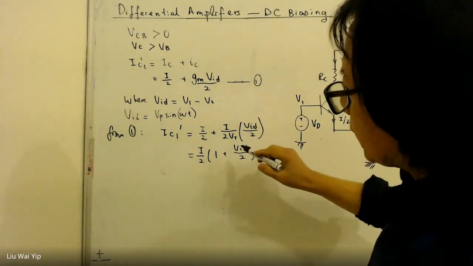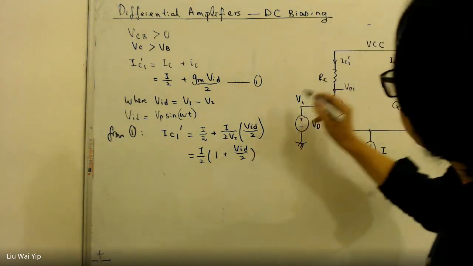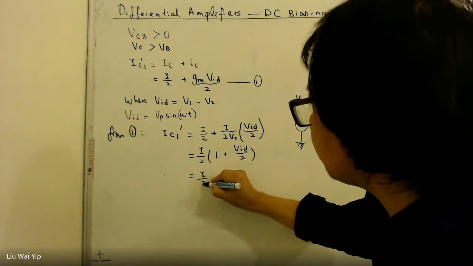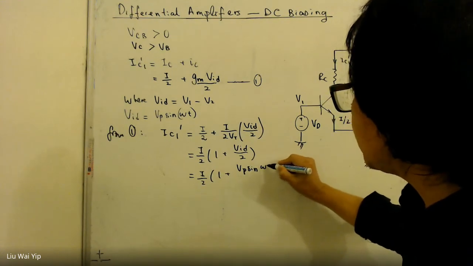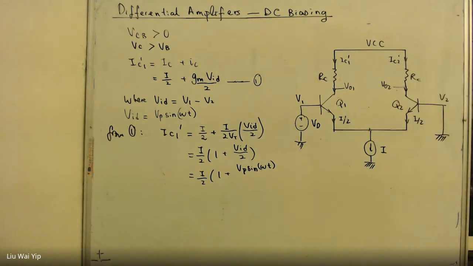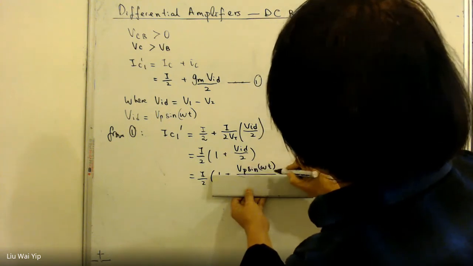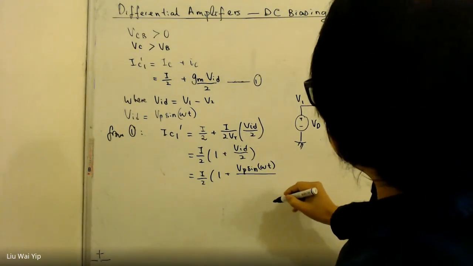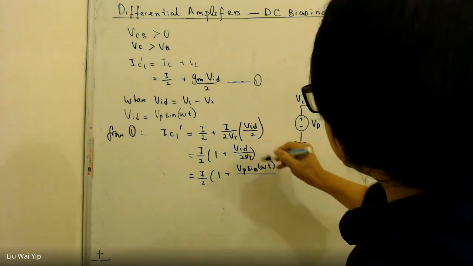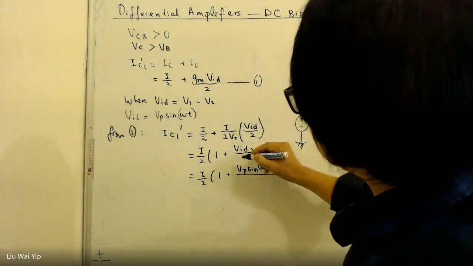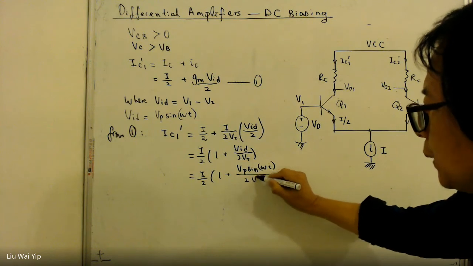According to here, we can just substitute the equation here. So the total IC is going to be I divided by 2 times 1 plus VP sine omega t, divided by, let me see, I think we have got something wrong here. It should be VT as well. 2VT. Then we are going to continue. So we have 2VT here.